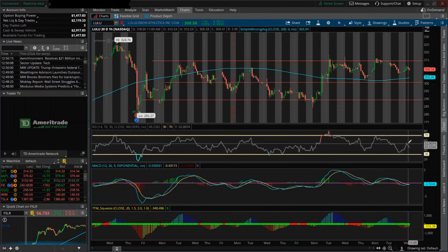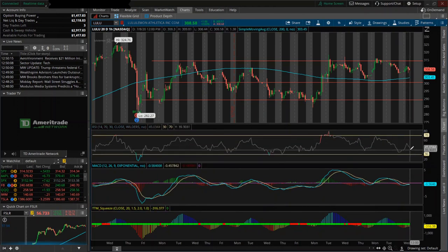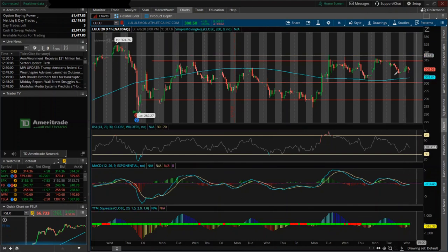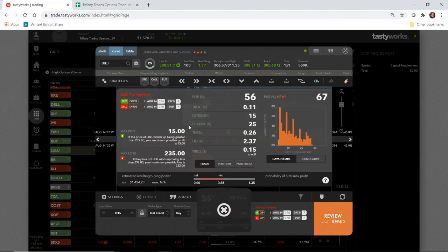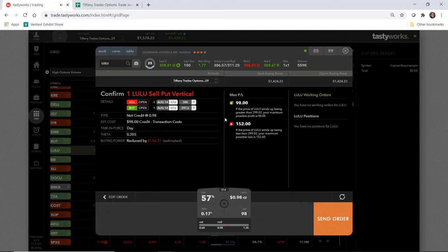And although Lululemon looks like it might be coming into the oversold territory, I'm fairly confident that it will reverse and hang out above this range. So I'm going to do 300 to 297.50, collecting a similar amount of credit as the last trade. 57% probability of profit. Reduces buying power by 154.31. Max profit is 98. Max loss is 152.